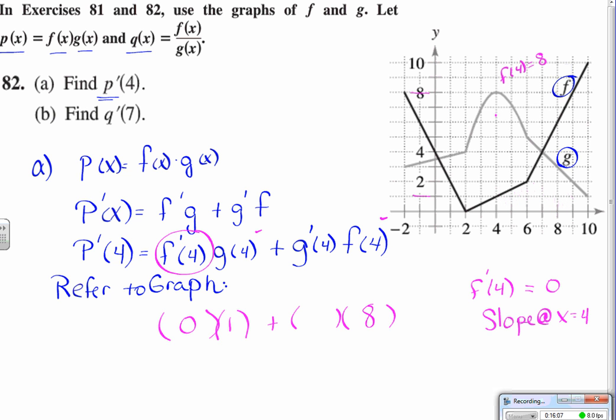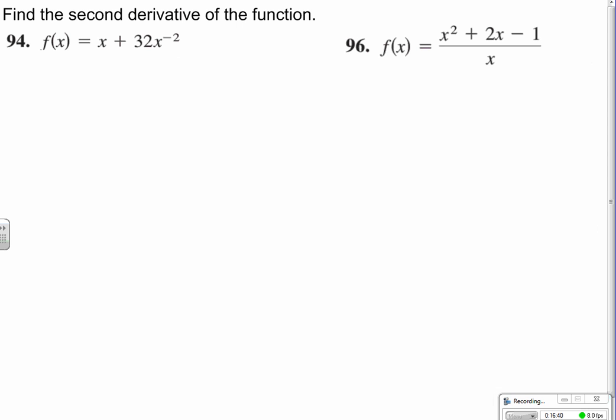G prime of 4 means what is the slope when I'm at x equals 4? That's this nice line there. That would be my tangent line at 4. Let's do a slope count. Up 1, right 2, 1, 2. That is a slope of 1/2. And now just putting it all together, I'd have 0 plus 4. It appears to me that this evaluates to 4. To save time, I'm not going to go through the quotient one, but it would be much the same.